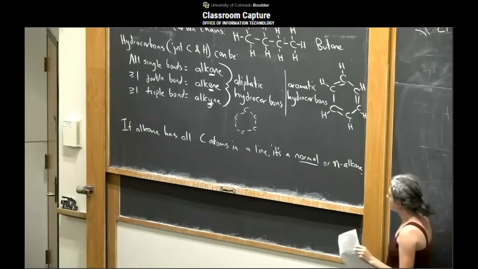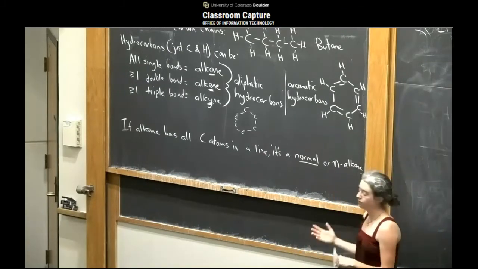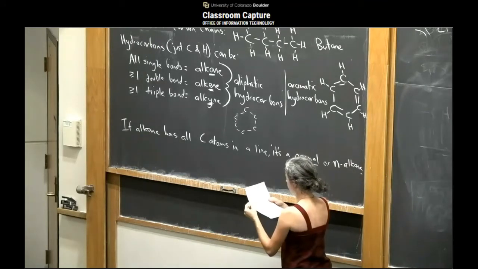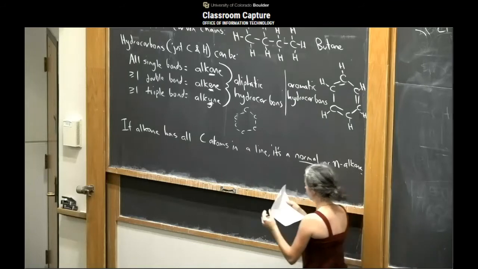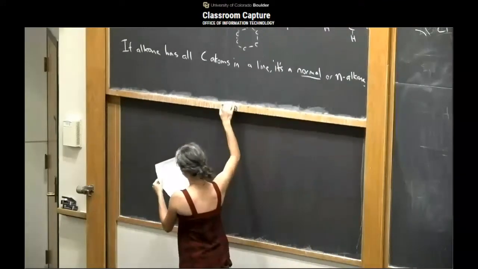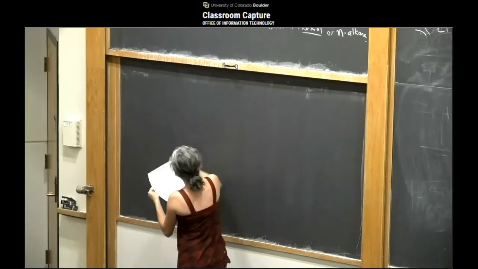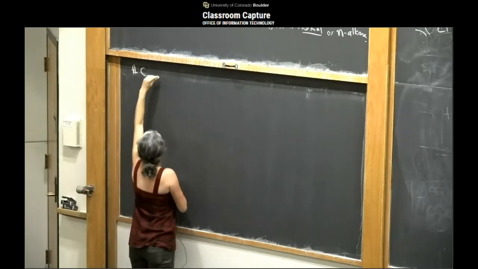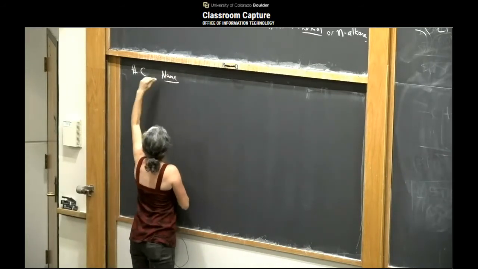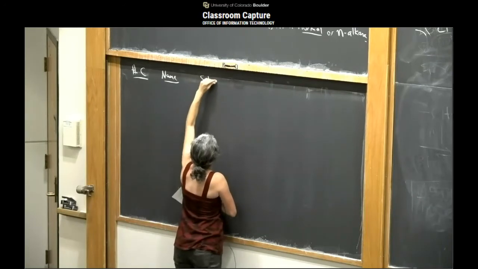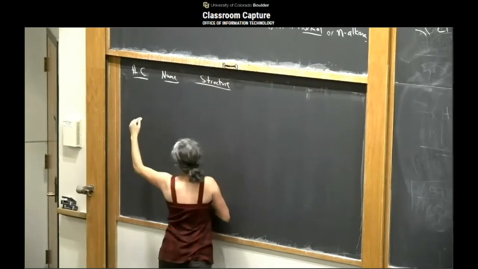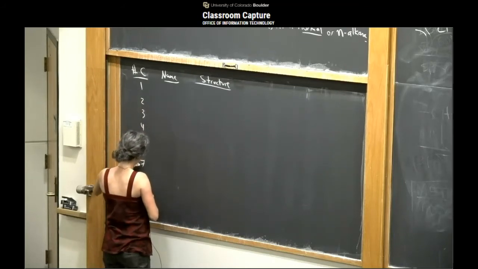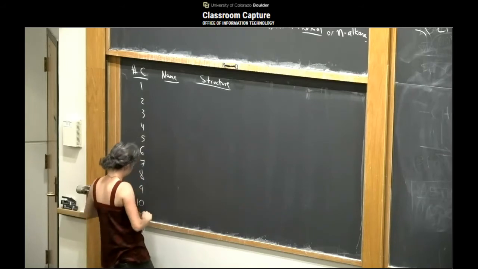Okay, so the n-alkanes are named after this series that you're going to have to memorize up to number 10. So I'm just going to write them all up here. Okay, so number of carbons, name, and structure. Okay, so 1, 2, 3, 4, 5, 6, 7, 8, 9, 10.